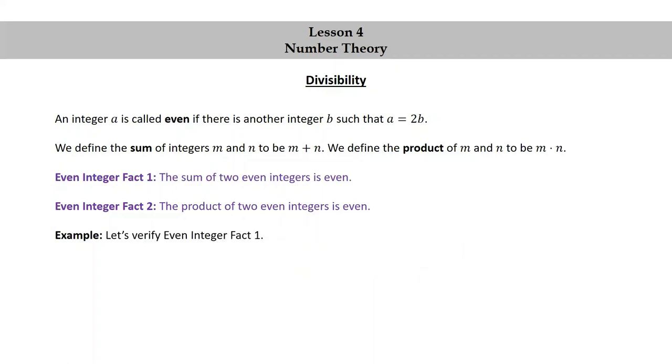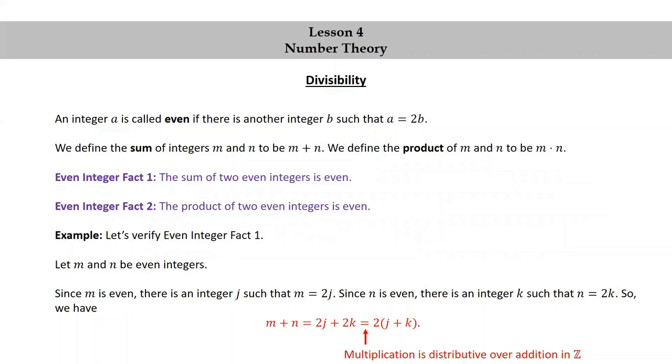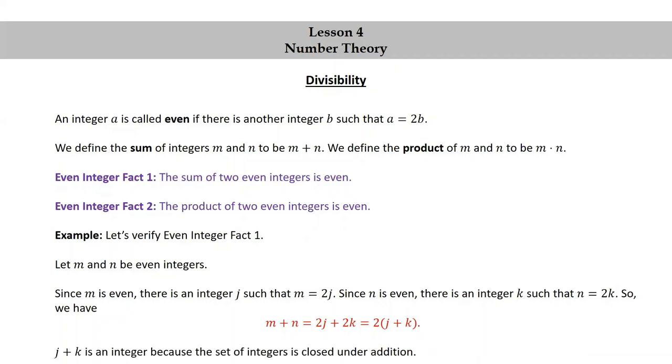Another example. Let's verify even integer fact 1. Let m and n be even integers. Since m is even, there's an integer j such that m is equal to 2j. Since n is even, there's an integer k such that n is equal to 2k. So we have m plus n by direct substitution is equal to 2j plus 2k, which is equal to 2 times j plus k, because multiplication is distributive over addition in the set of integers. j plus k is an integer because the set of integers is closed under addition. It follows that m plus n is even.